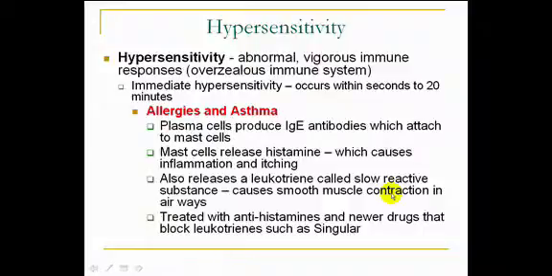So the IgE antibodies go and attach to mast cells. Now mast cells are filled with histamine. So the next time you are exposed to the same antigen, the antigen binds to the IgE, which are attached to the mast cells, and triggers the mast cells to dump histamine. Now histamine triggers inflammation and itching, and it's the inflammation that causes your symptoms of allergies, right?